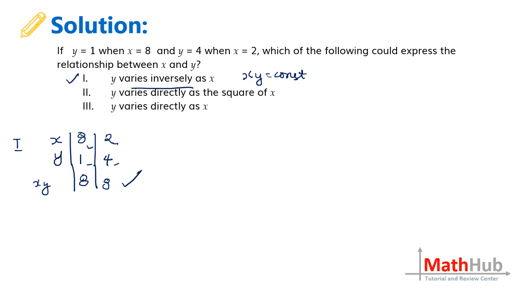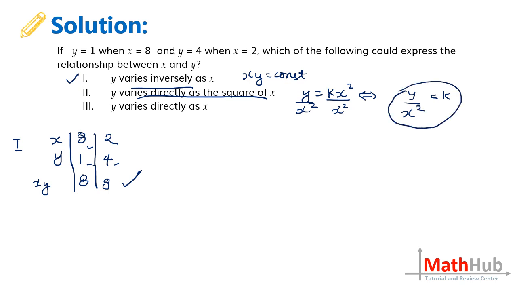y varies inversely as x. For Roman numeral 2, y varies directly as the square of x. That means using k, y is equal to kx squared. Now I want to isolate k. I want to solve for k here. What do we do? Divide both sides by x squared. So we have y over x squared. I want to check if y over x squared is constant.